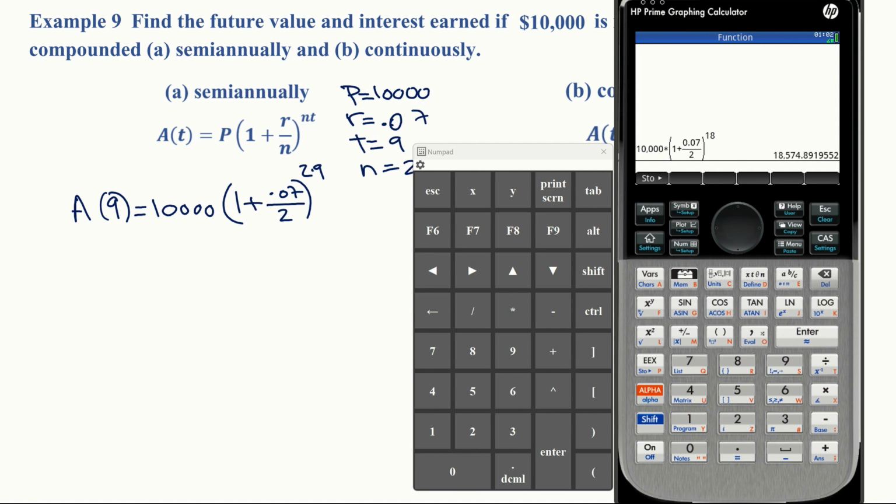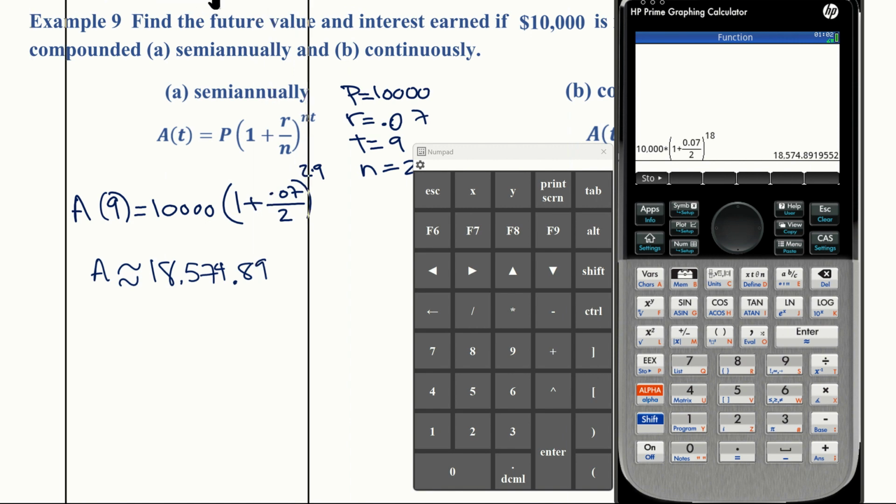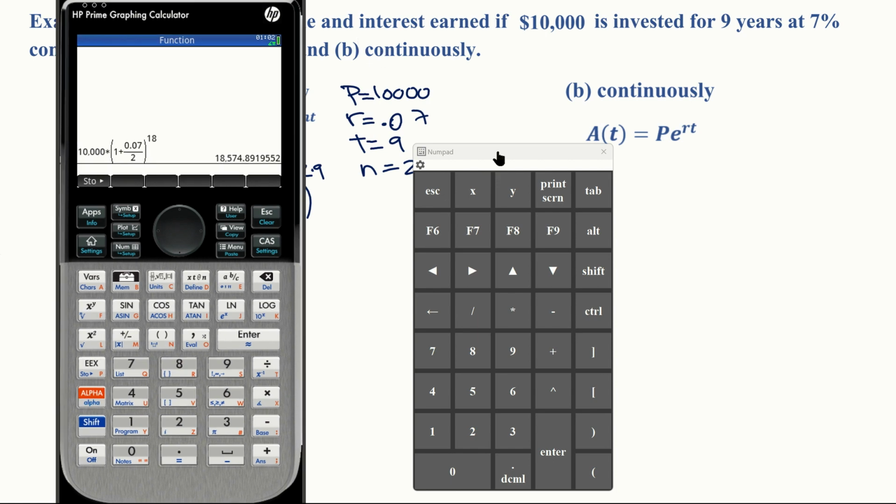So A, we're just going to round to the nearest cent for money. It doesn't make any sense to go more than 2 decimal places, right? So A is approximately $18,574.89. All right, now we'll calculate the other side, the continuous compounding side. That's a much simpler formula.